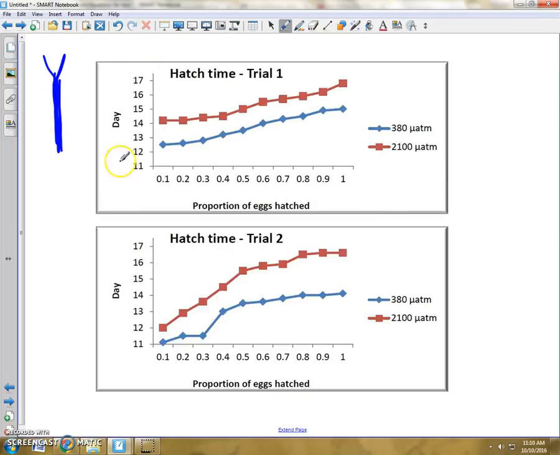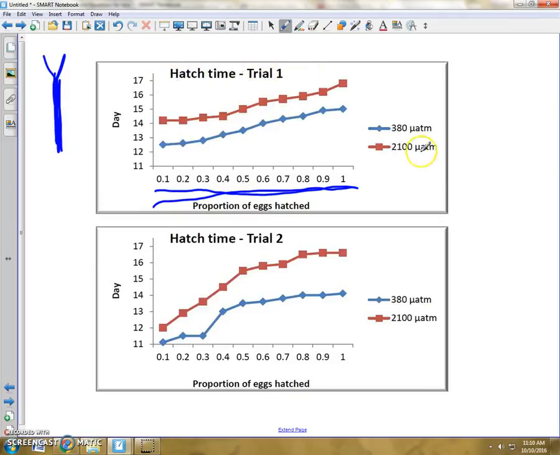So here we see on the y-axis, it looks like these are days, the 11th day, 12th day, and so forth. And on the x-axis, which of course goes the other way, it looks like proportion of eggs hatched. So we're talking about hatching eggs, which makes sense because the title is Hatch Time, Trial 1.